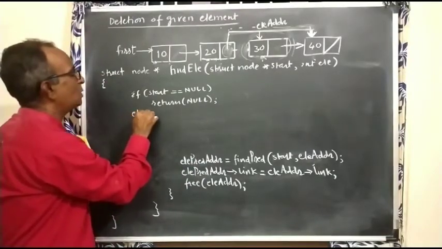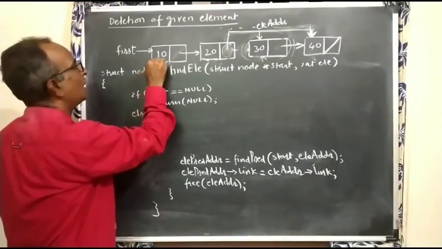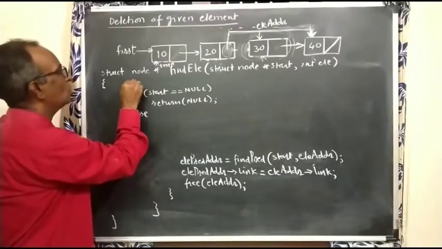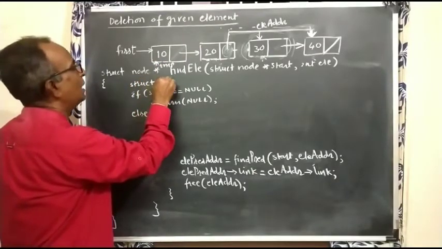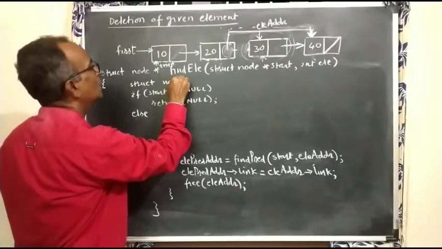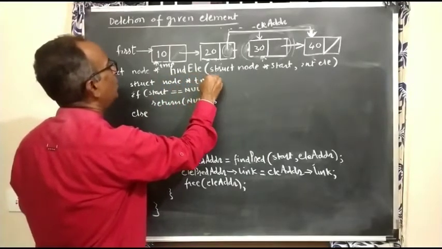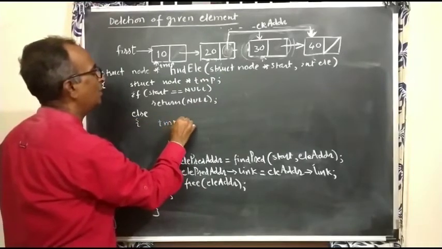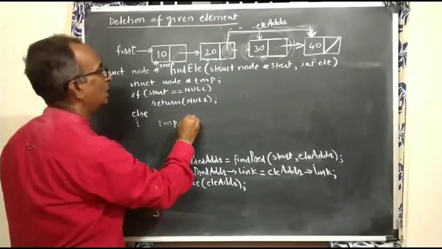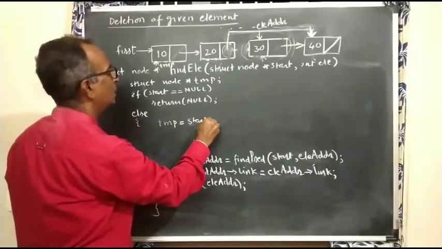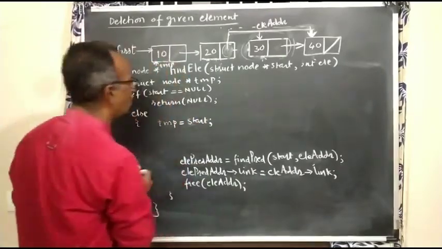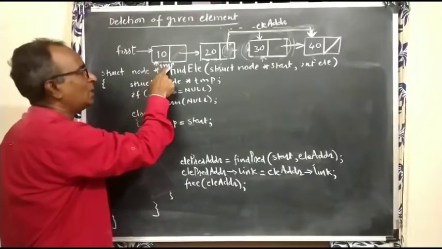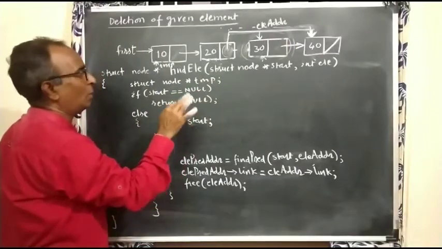Else, if it is not empty, then you have to traverse. Take some temporary variable. So one temporary variable I'll declare: struct node star tmp. Then I'll say tmp is given the first node's address, or here it is start. First is pointing to the start node. Now you have to check: is it the node to be deleted, the element to be deleted or found?